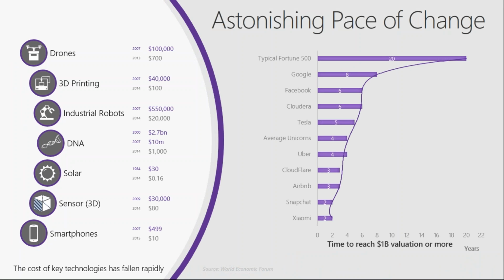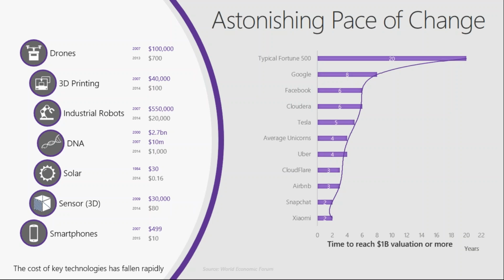Speaking of that pace of change, this is a really interesting slide for me, and I hope you all can see it. There are a couple things I want to point out here. This pace of change has reduced the cost of these technologies dramatically. I think solar is a great example. In 1984, solar power was $30 a kilowatt, and today it's 16 cents, or even in 2014, it's 16 cents. A 3D sensor in 2009 was $30,000, and just 5 years later, it's $80. I mentioned drones earlier. Back in 2007, that was a six-figure purchase, and today they're priced as toys.